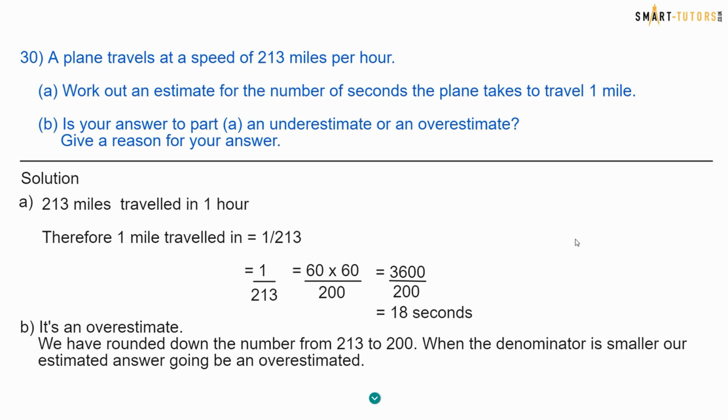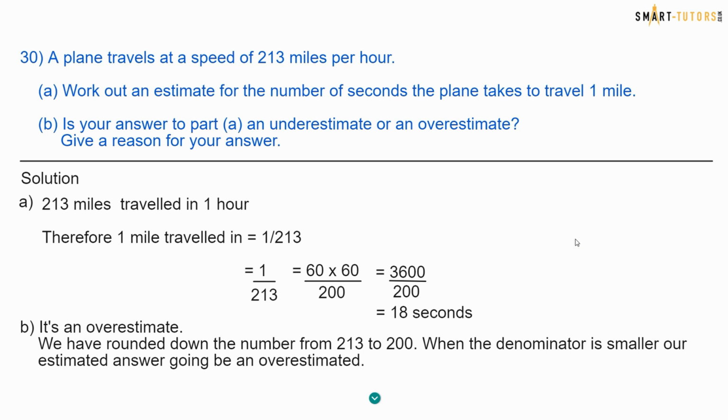Dividing by 213 is going to be a little bit hard on a non-calculator paper, and this is a non-calculator paper question. So I'm rounding down to 200. So 3,600 divided by 200 is 18 seconds. In the marking scheme, there may be a range of answers, since this is an estimate and not an accurate answer.